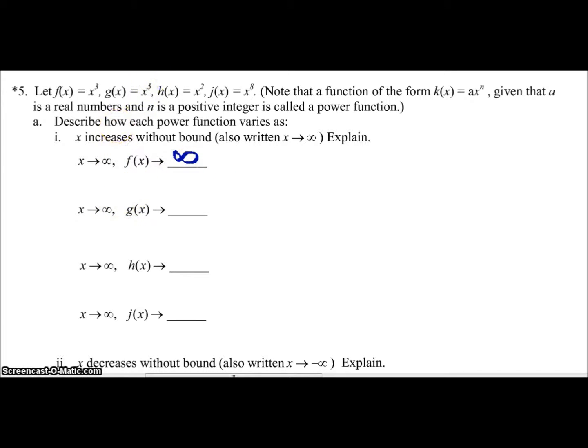Let's look at the next one. g of x is x to the 5th. Same thing. As x increases without bound, g of x increases without bound. It goes to infinity.